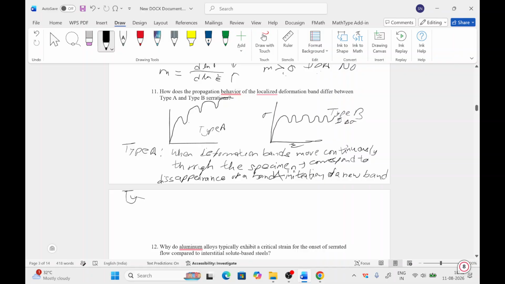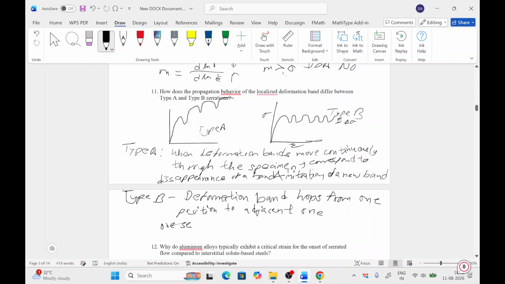And in the type B serrated flow, the deformation band hops from one position to an adjacent one and continues to move further. So one serration means one jump or hop.